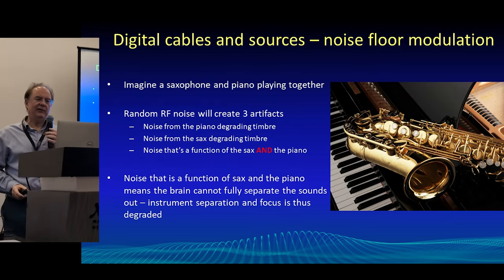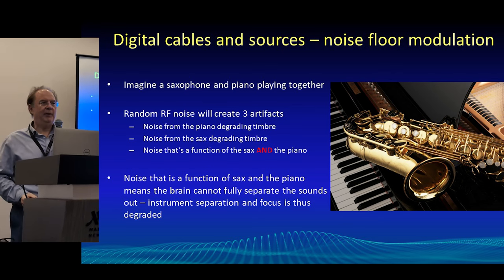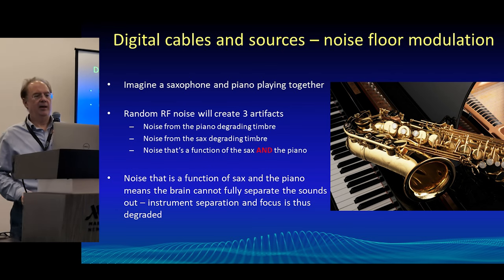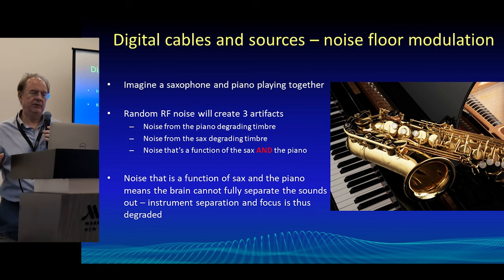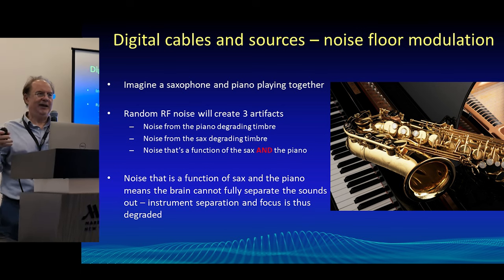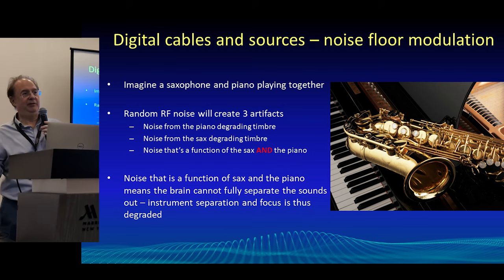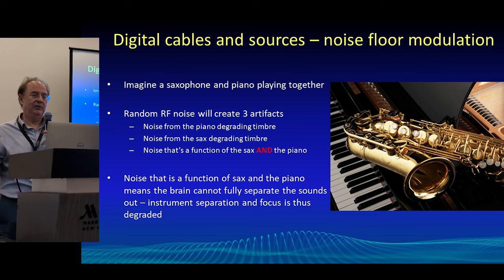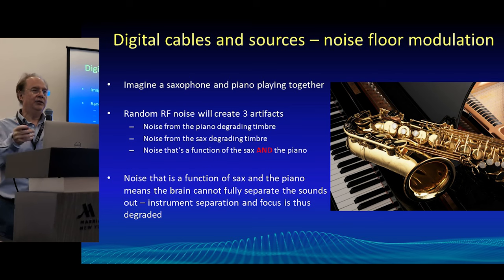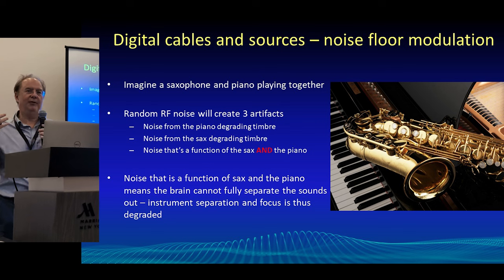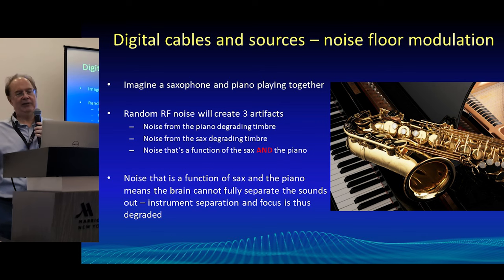So let's imagine now that we've got a saxophone and a piano playing together. Here you're going to get three different artifacts from your noise floor modulation. You're going to get noise in tune with the piano, or in sympathy with the piano, making the piano sound brighter than it should. You're going to get noise on the saxophone, making the saxophone sound brighter. You're also going to get a product of noise that's a mixture of the sound of the saxophone and the sound of the piano.